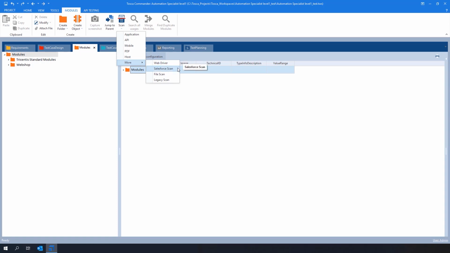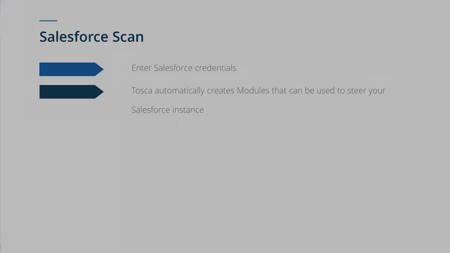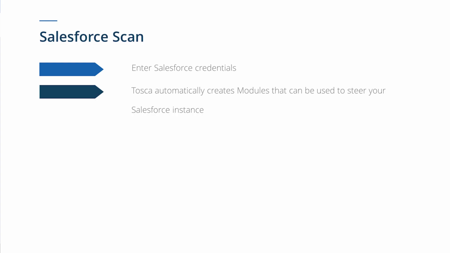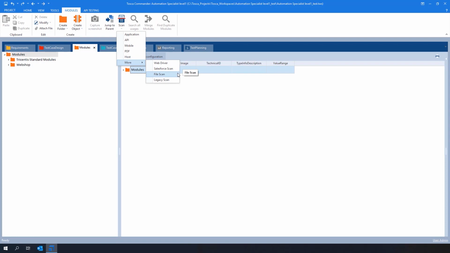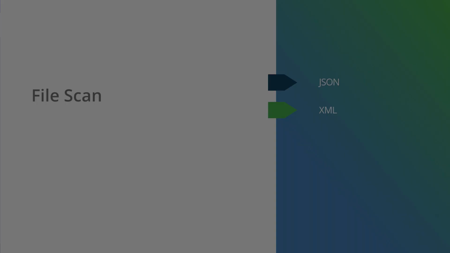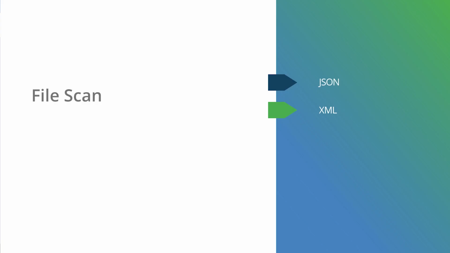Salesforce Scan. Salesforce modules are cross-browser modules and therefore created by Tosca XScan. With this Salesforce scan, you only need to enter your Salesforce credentials, and Tosca will automatically create modules that can be used to steer your Salesforce instance. File Scan. You can scan JSON and XML files directly from Tosca Commander and create modules from them without having to go through the API scan.